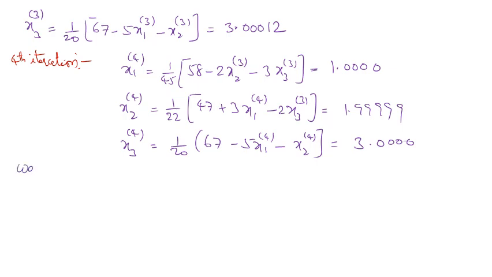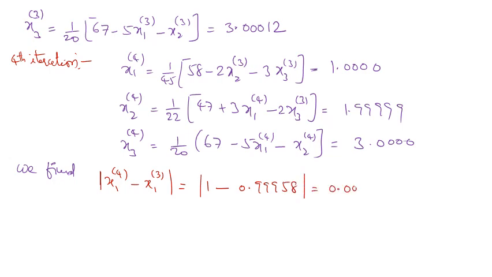Now we find for the first one: x1 at the fourth iteration minus x1 at the third iteration, the difference between two successive approximations, here the third and fourth approximations. Their difference in absolute magnitude. This is 1 minus x1 at the third stage, which is 3958. What is this value? 0.00042. Clearly, this is less than 0.0005.